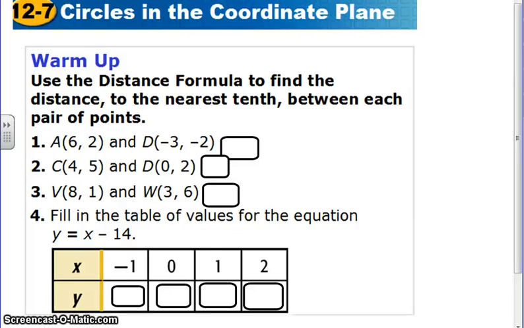Okay, geometry group, we are in our last section of chapter 12, circles in the coordinate plane. Fun, fun, fun. How much fun can you have? Pause, come back and check your work on this warm-up.